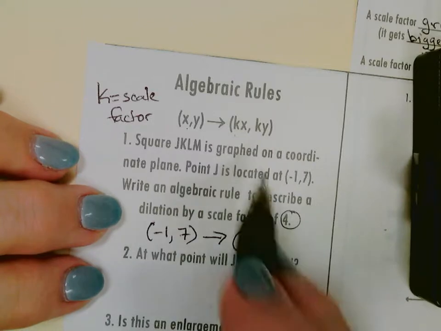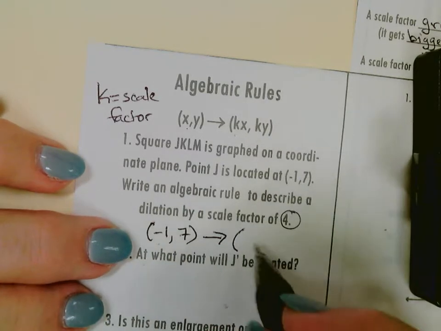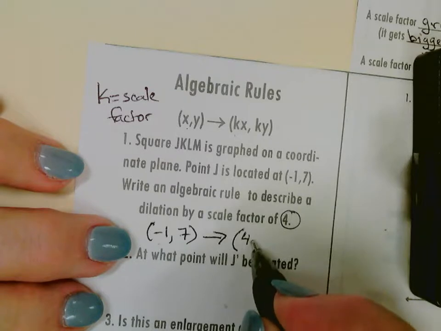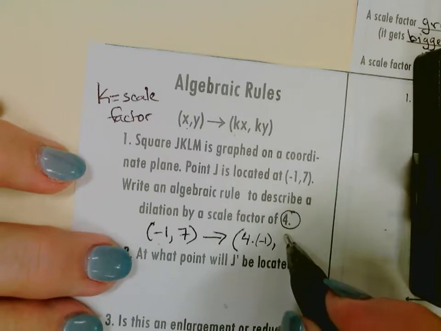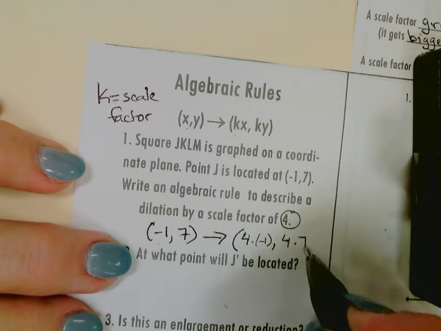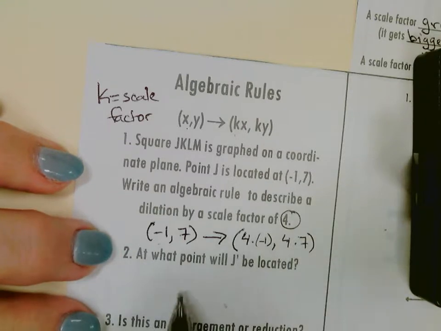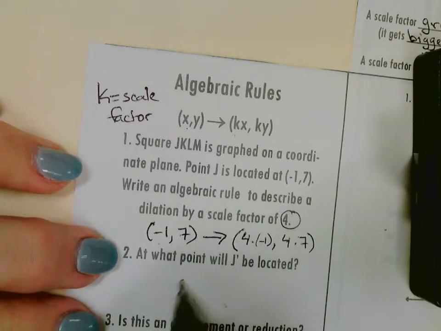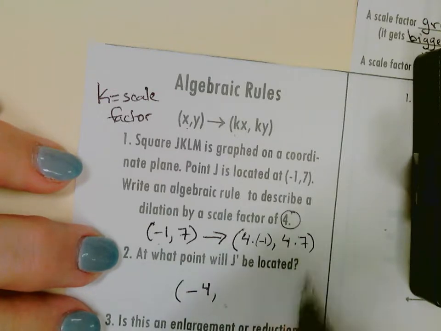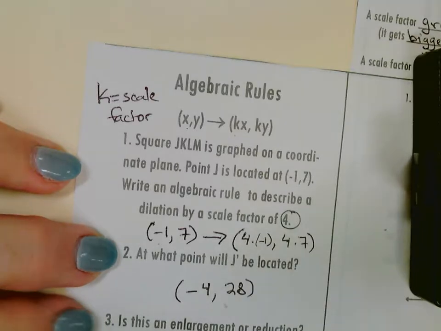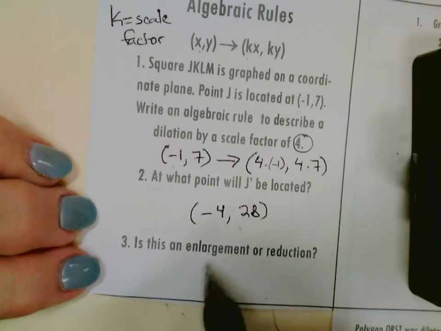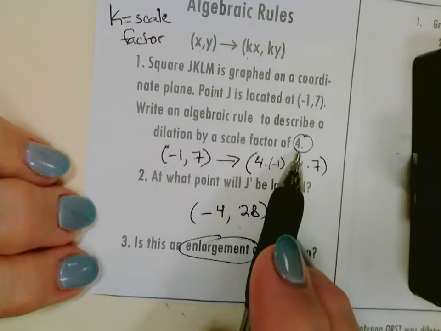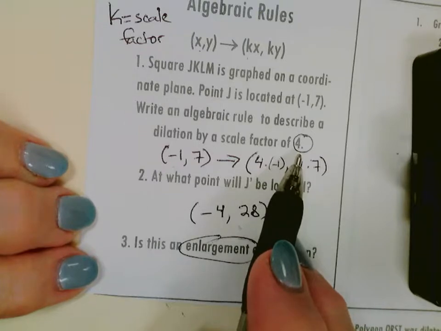So if I have (-1, 7), then 4 times -1 is my new x, and 4 times my 7 is my new y. So point J will be located at 4 times -1, which is -4, and 4 times 7, which is 28. Is this an enlargement or a reduction? It's an enlargement because 4 is my scale factor and it is greater than 1.